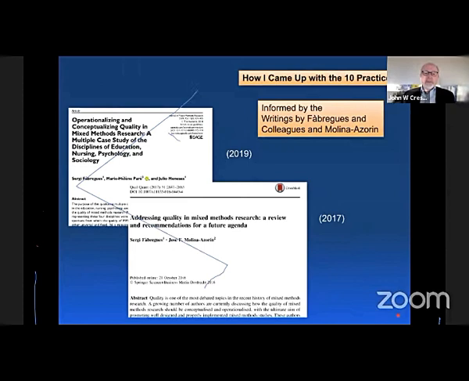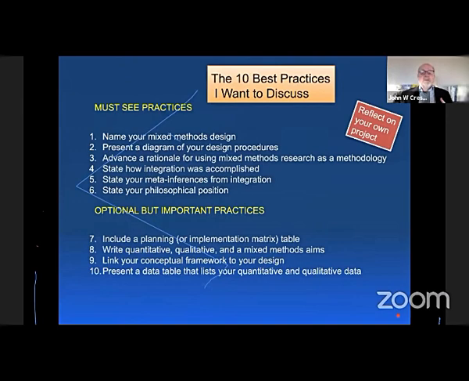I've also been informed by the writings of Sergi and Jose from Spain and their articles that have been published recently, 2017 and 2019, on standards of quality in mixed methods research. And they have some helpful lists in their publications as well as to what you might include in your mixed methods study. So these three sources of information have been extremely instrumental in helping me to think about the practices that I would encourage you to use in your mixed methods project.